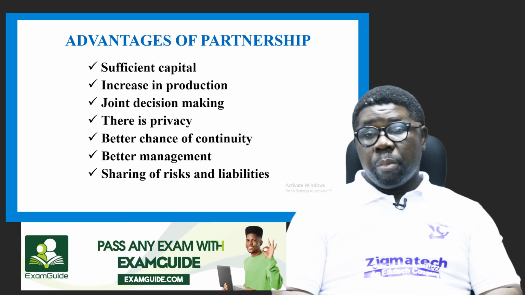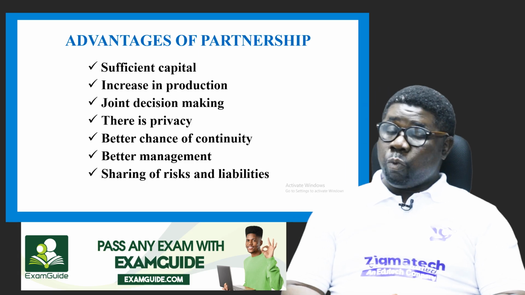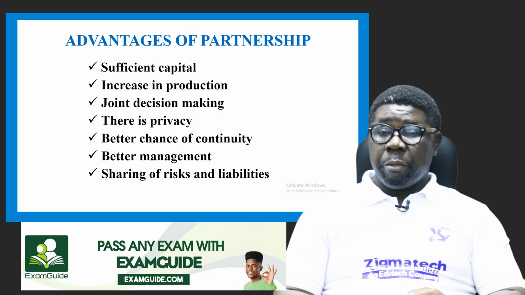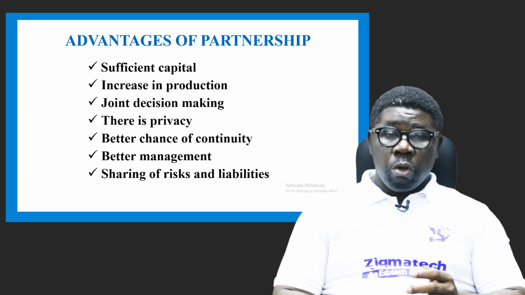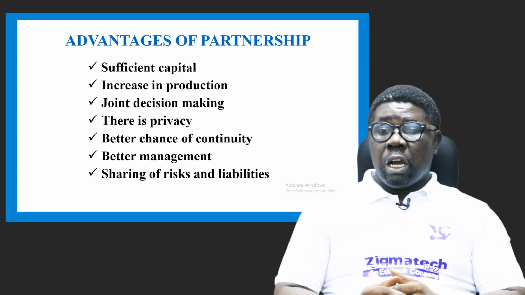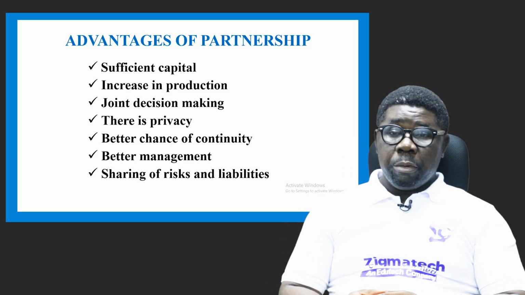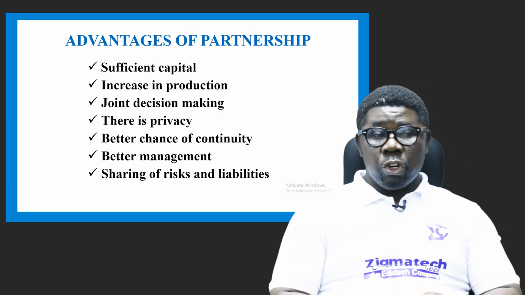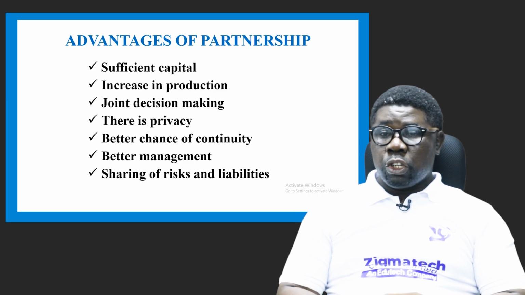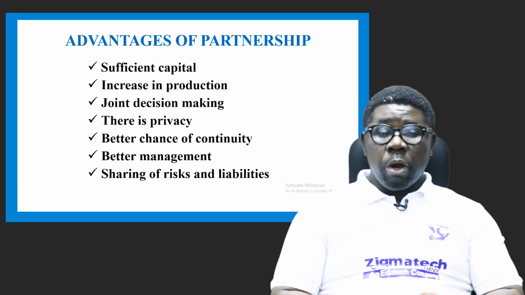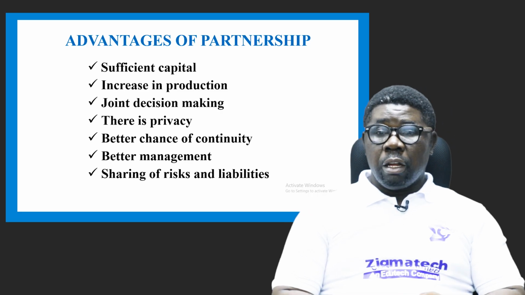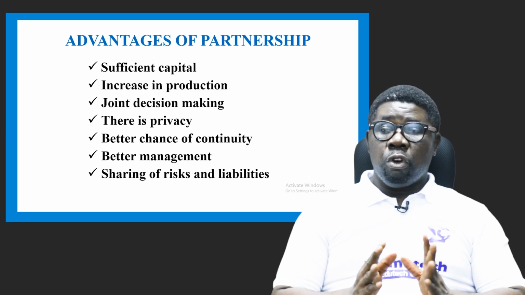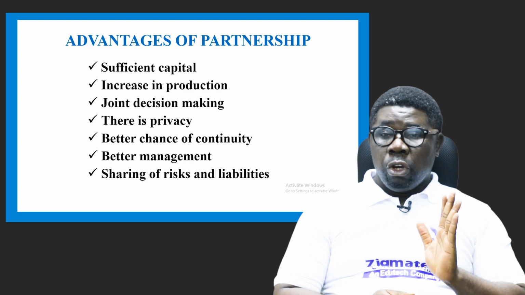Sufficient capital. Of course, this particular item as an advantage is when you compare it to the sole proprietorship business, it has sufficient capital to operate much more than the sole proprietorship business. So in this case, our partnership business has more sufficient capital to run than the sole proprietorship business. Now, also there is an increase in production compared to the sole proprietorship business because you have more hands and more capital. They can do better in terms of production and distribution. So there's an increase in production for a partnership business when compared to the sole proprietorship business.